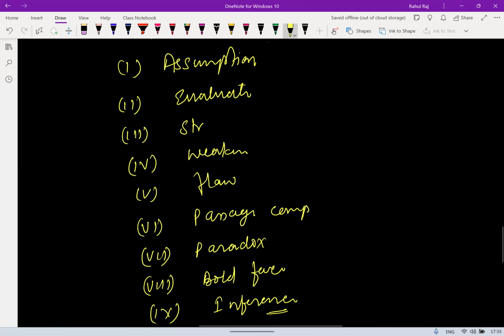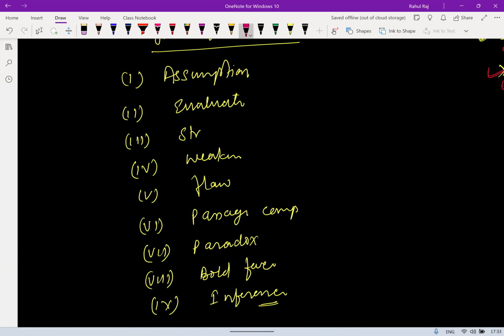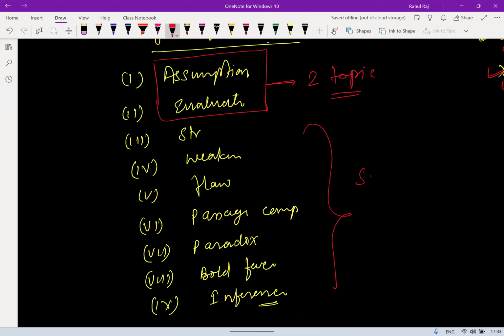So please understand one thing very clearly, guys. If your assumptions and evaluate are bad, these two topics are not good, trust me, your entire CR will suffer. I'm being very frank. There is absolutely no scope for your assumptions and evaluate questions to suffer. You should be crystal clear with each and every type of question. These are the types of questions that will be asked in CR.